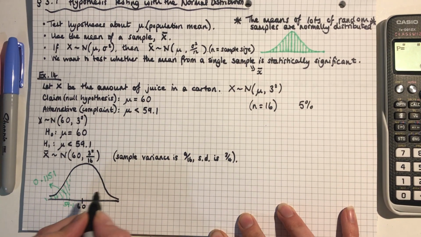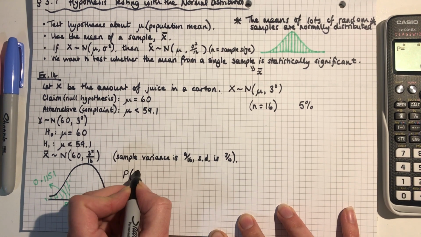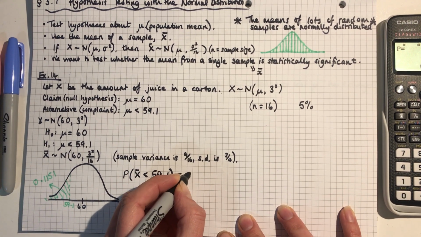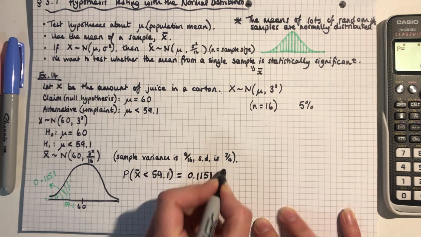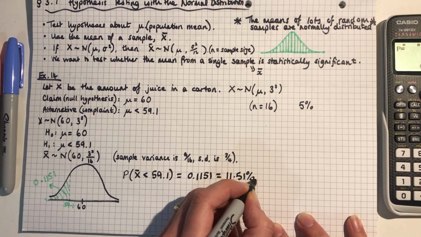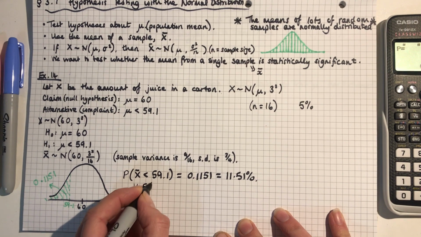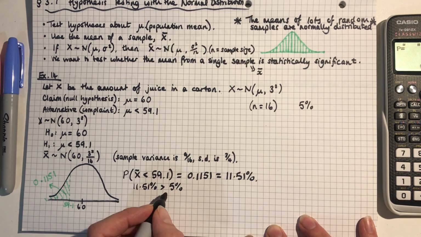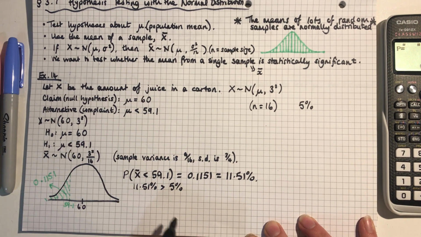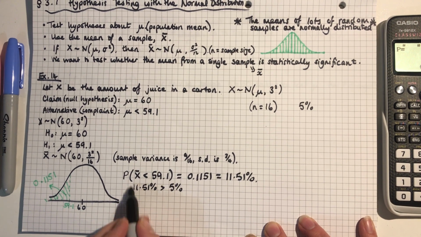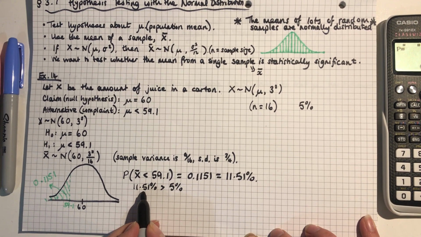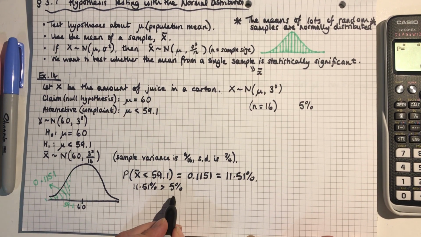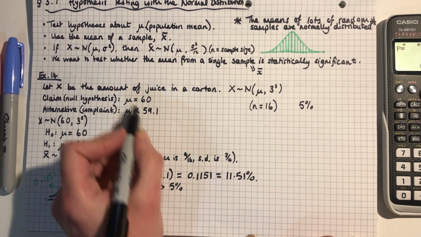So let's write it down explicitly: the probability that the sample mean is less than 59.1 is 0.1151. That's 11.51%, which is greater than 5%. So it's a pretty decent chance of it happening. So we haven't got enough evidence to reject our initial assumption. If this was small, less than 5%, we would say that's quite unlikely actually, I think our assumption was wrong. But it's not that small. It's much bigger than our 5% cutoff. So we don't have enough evidence to reject this.